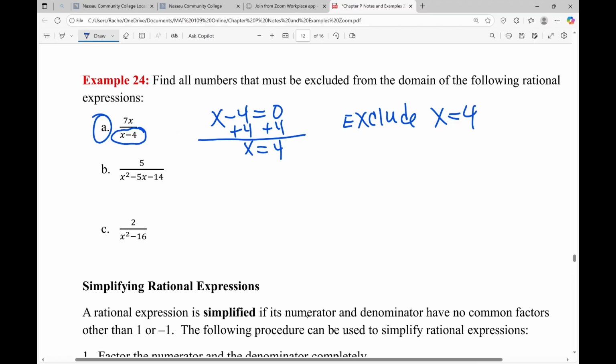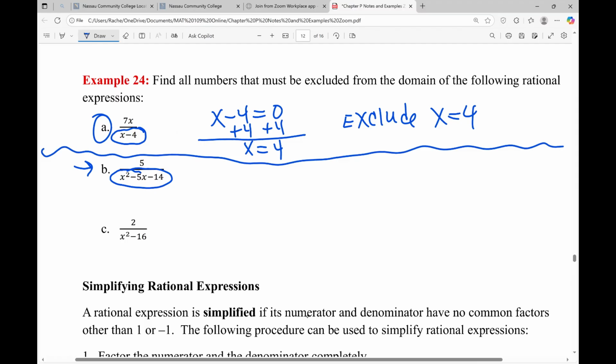Let's look at B. My rational expression is 5 over x squared minus 5x minus 14. Again, we need to think about what x values would make my denominator equal to 0. So let's set the denominator equal to 0 and figure out, when would that happen? For what values of x? We're going to set x squared minus 5x minus 14 equal to 0.